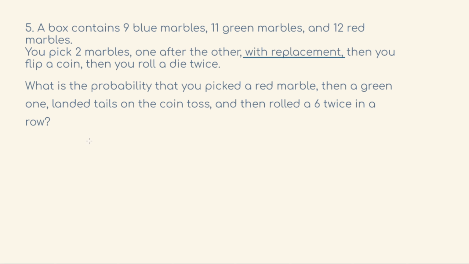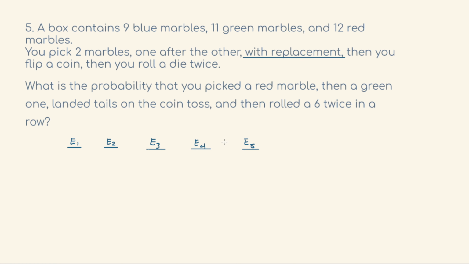So there's a couple things happening here, right? First, the first event here is picking a red marble, so we've got event number 1. Then event 2 is picking that green marble. Then landing tails on the coin toss, that's going to be event 3. Then rolling a 6 the first time, that's going to be event 4. And then my 5th event here is landing 6 on that second die roll.